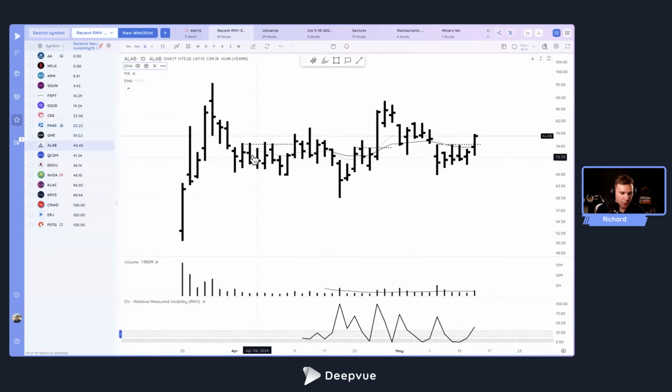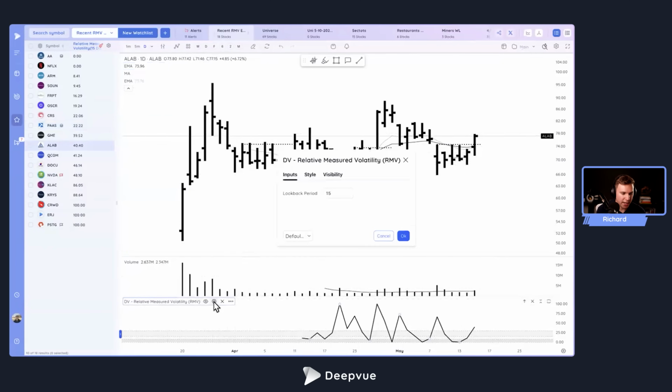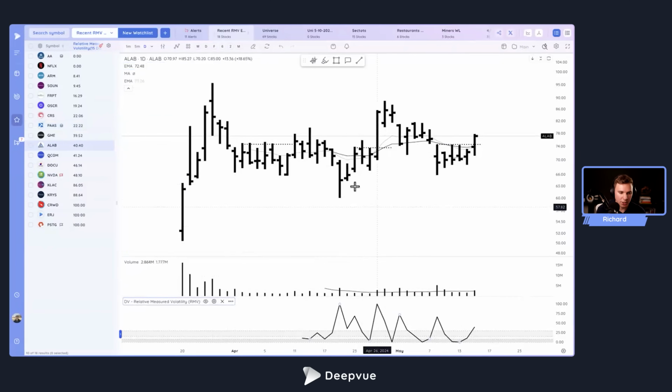ALAB, it kind of formed 3 tight areas. Again, this is where, especially early on, you might want to change this to 5. But keeping it as is, since we've already had 15 days now, we've got the RMV signal down here, which signaled this tight range that then results in this breakout.